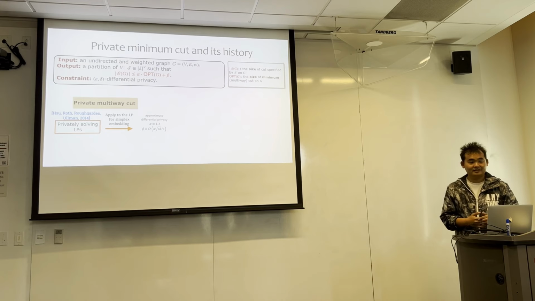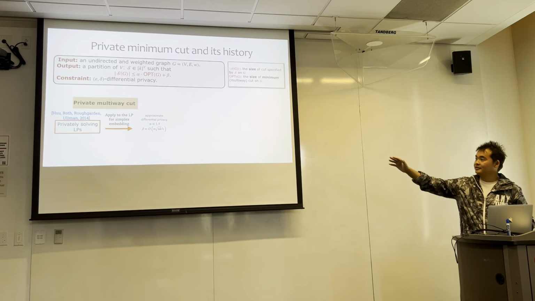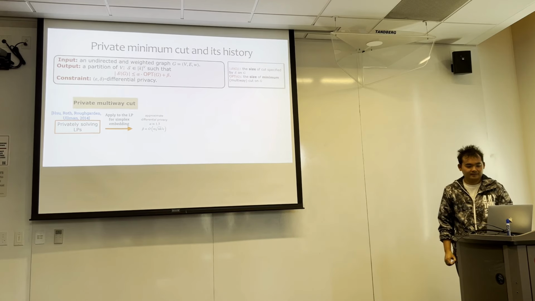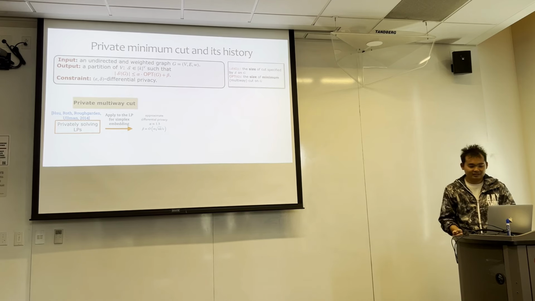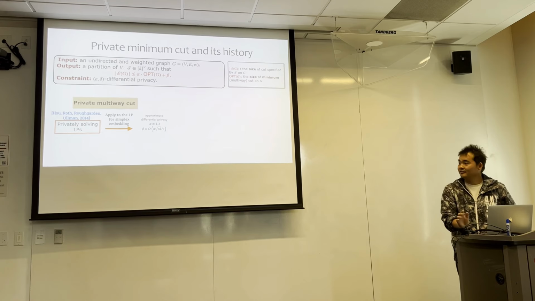Wait, is the goal to output just the min cut or to output a graph? No, you are not going to output a graph, you just output a cut. You just output a set of vertices. It's enough. So do we have terminals? Yeah, the terminals are the input. What terminals are we considering? For multiway cut, you are going to separate all terminals. Oh, okay. So it's in the input, in the graph. That makes sense.